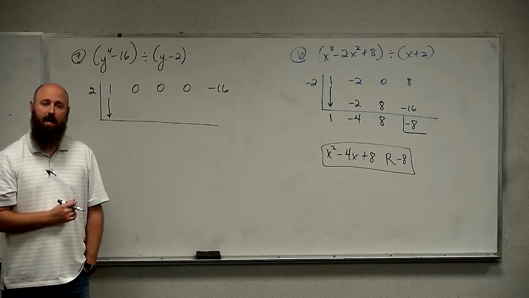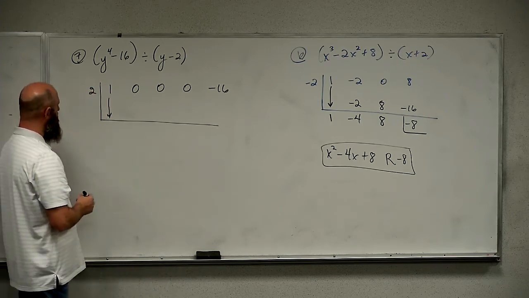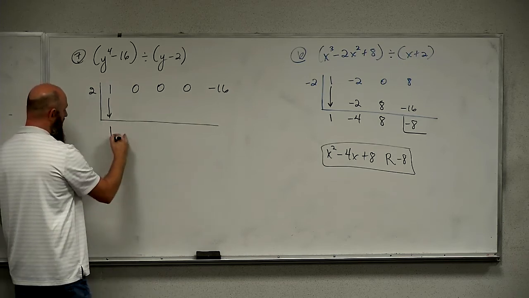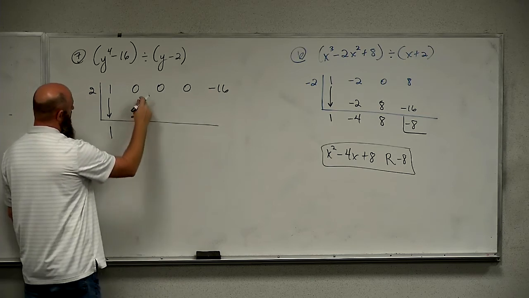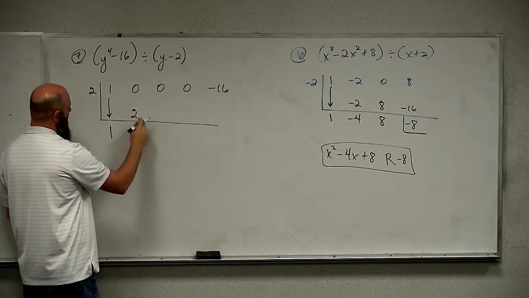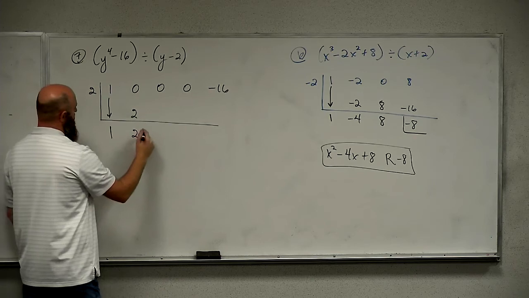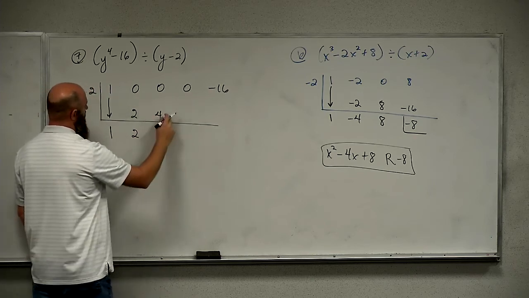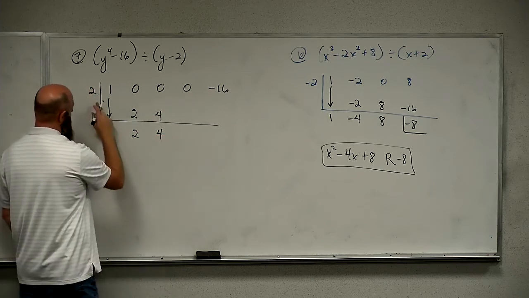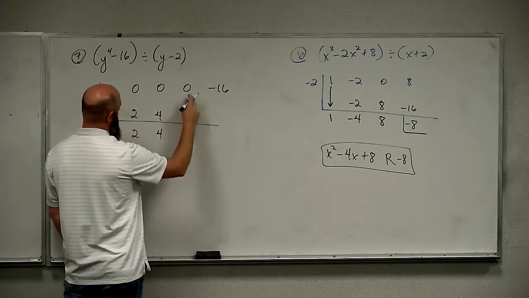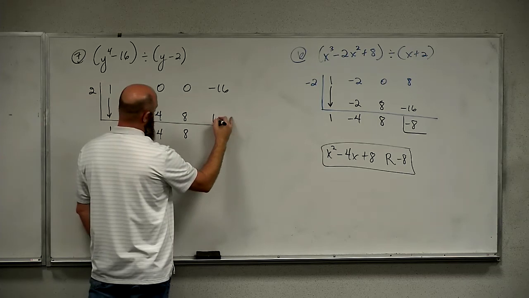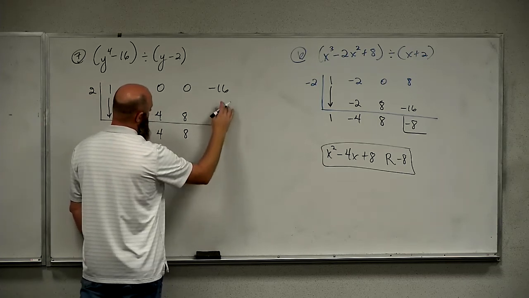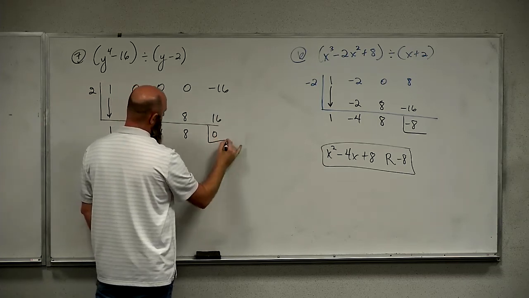Let's go ahead and fix that, rework this problem. So 1 comes down. 2 times 1 is 2. Then we bring those together. 0 plus 2 is 2. 2 times 2 is 4. 0 plus 4 is 4. 2 times 4 is 8. 0 plus 8 is 8. 2 times 8 is 16. Negative 16 plus 16 is 0.